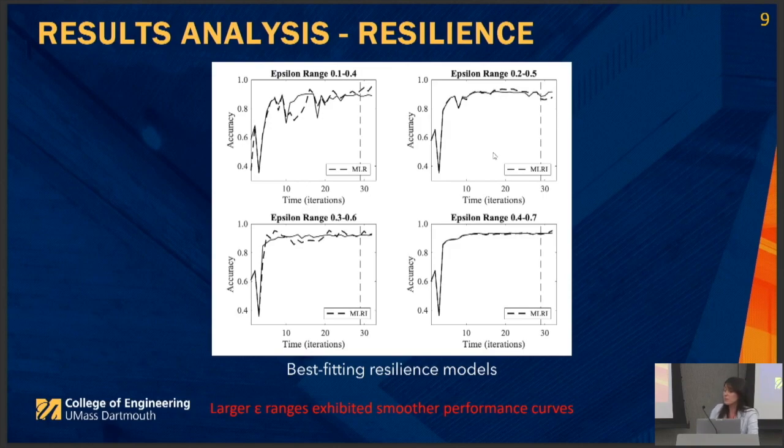For the resilience models, the smaller epsilon range did show multiple shocks. The attacks were harder to be detected in those cases, so the accuracy went up and down multiple times because of that. We consider performance here as accuracy, sorry about that. But in all cases, the models still performed quite well and were able to track and predict the performance of the model after some time steps as well.